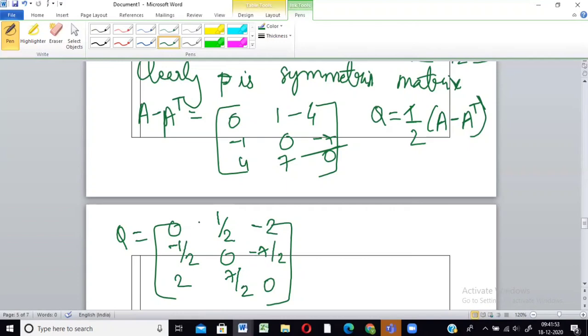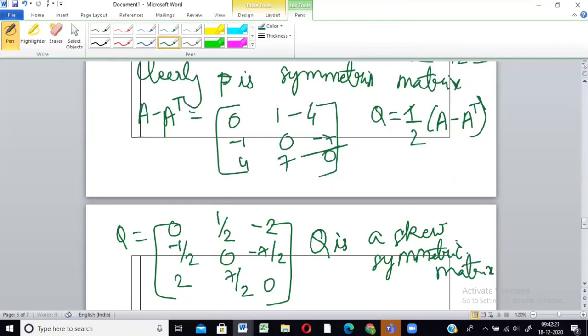Now if you want to check it by writing it out, you can of course check, but I would suggest don't do that. Here you have 0, half and minus 2. Here also you have 0, half and minus 2, but all opposite signs. Here you have half, 0, 7 by 2. Here also you have half, 0, 7 by 2, all opposite signs. Likewise, the third one. So of course, Q is skew symmetric. In a skew symmetric matrix the transpose has the opposite sign. Skew symmetric matrix. Okay.